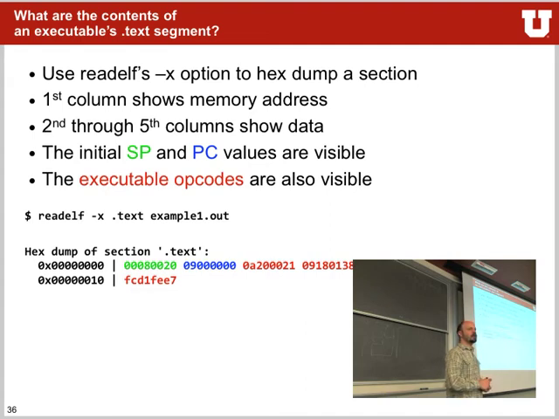Stack pointer. But yes, it's in little endian. It's 20000800. Right? Goes from least significant to most significant bit. The next thing here, we have seen this number before, right?